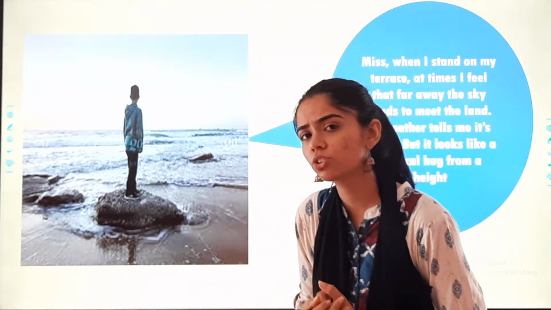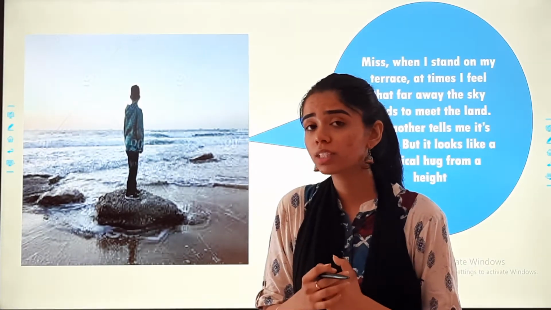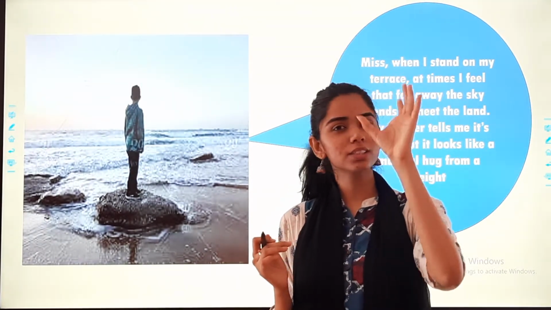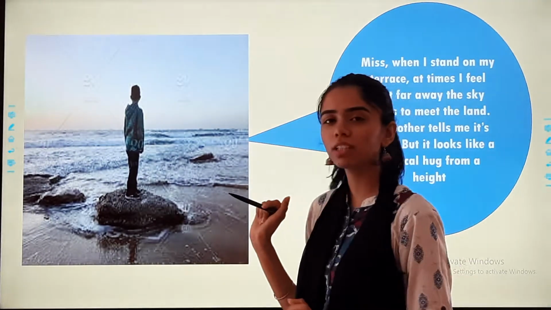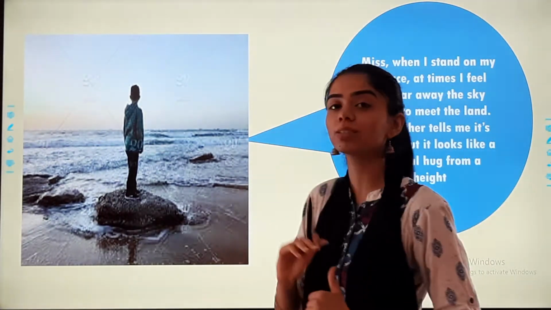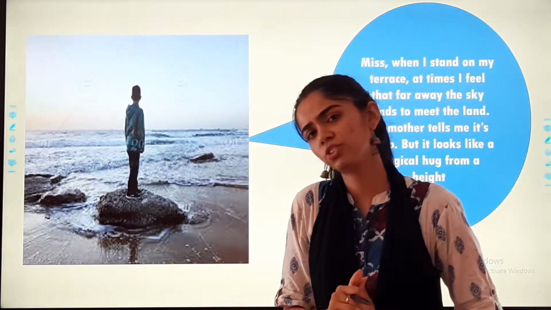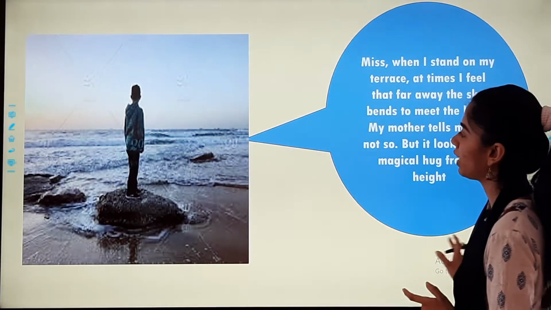So is it true? Have you ever noticed, when we look at long distances, just like Neeraj is looking, that the land and the sky are meeting? So is that true or not? Let's find out.